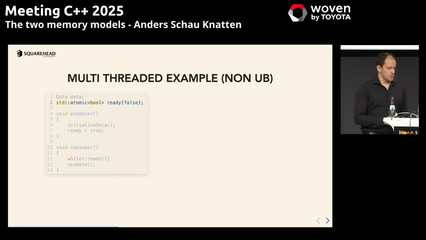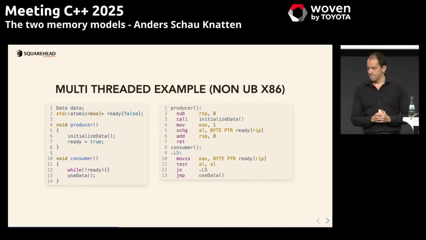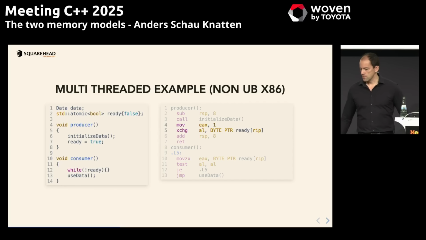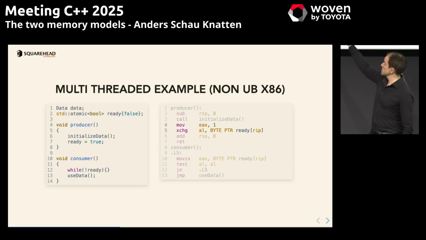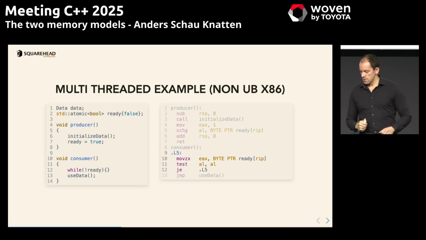So let's see what changes with the assembly. In the producer, it's storing one in a slightly different way. This is an atomic store. And in the consumer, the while loop is back. Now it's loading ready into EAX, checking whether it's 0, and in that case, it jumps back. So it jumps around like this until the ready flag becomes true, and then it uses the data.